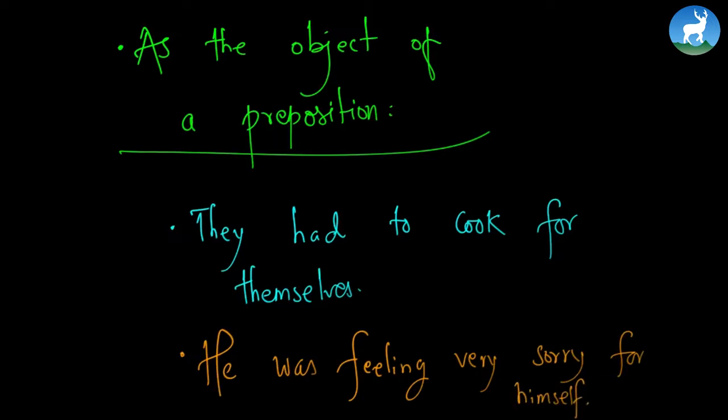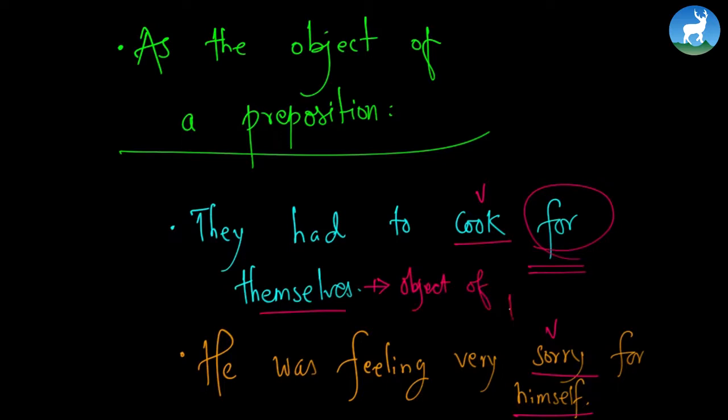Alright, let's find the verbs and the reflexive pronouns. Verb here, reflexive pronoun here. Verb here, and the reflexive pronoun here. So, they had to cook for themselves. For whom? So, we are talking about object of preposition. What is this? Direct object or indirect object? This is nothing, this is object of preposition. Another example, he was feeling very sorry for himself. For himself. For whom? For himself. Object of preposition.